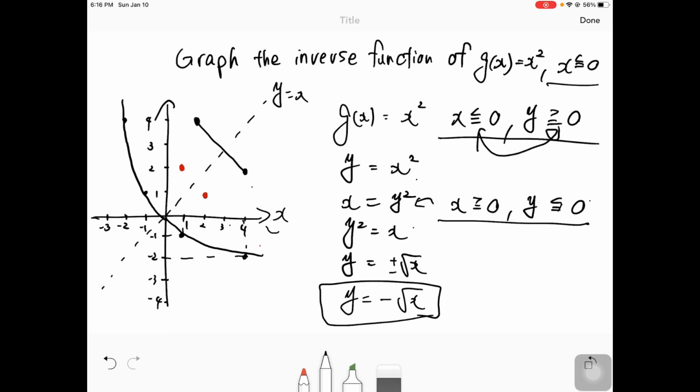Then if you connect these 2 dots, it totally looks like a reflection of each other about the line y equal x. That's why f of x and f inverse of x are symmetric about the line y equal x. So please make sure of this when you sketch a graph of an inverse function. That's it.